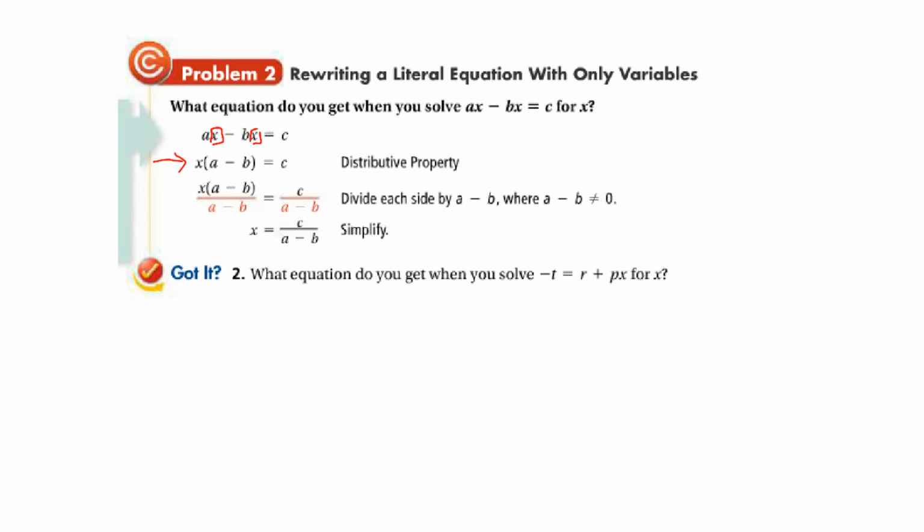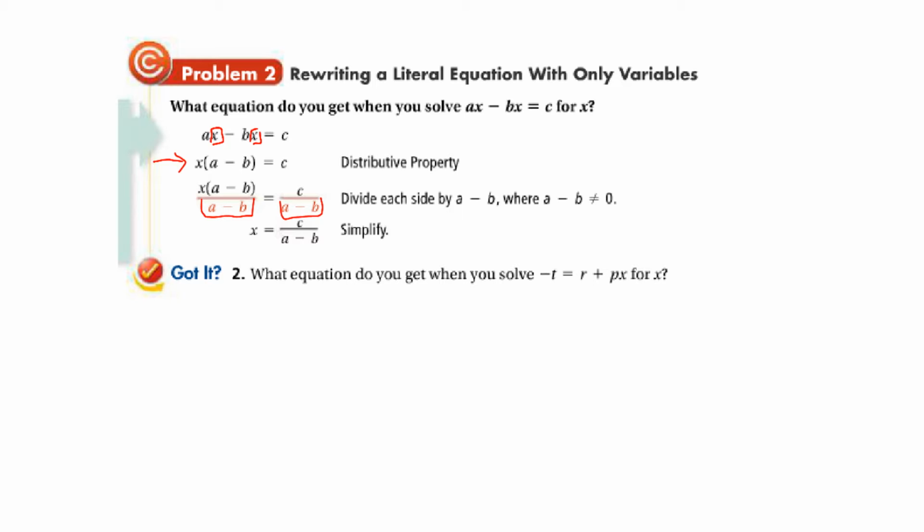So then I have x times the quantity a minus b. So that means to get that quantity a minus b to the other side, I would divide both sides by this a minus b. Do it here, and I do it here.